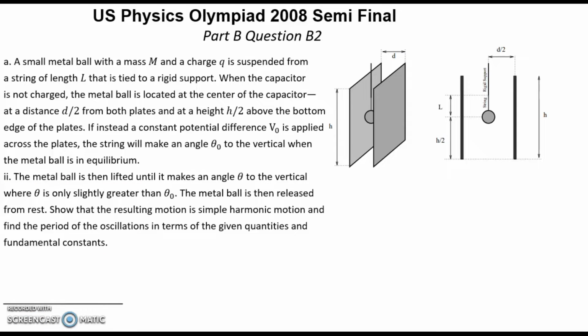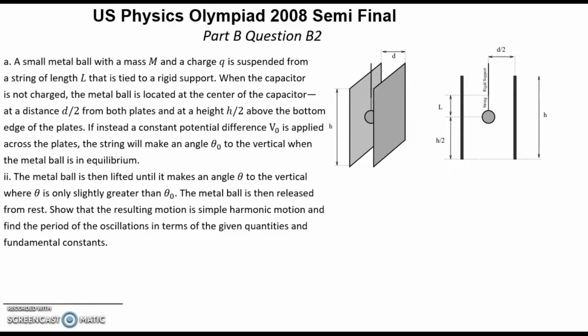Second question. The metal ball is then lifted until it makes an angle θ to the vertical, where θ is only slightly greater than θ0. The metal ball is then released from rest. Show that the resulting motion is a simple harmonic motion and find the period of the oscillations in terms of the given quantities and the fundamental constants.